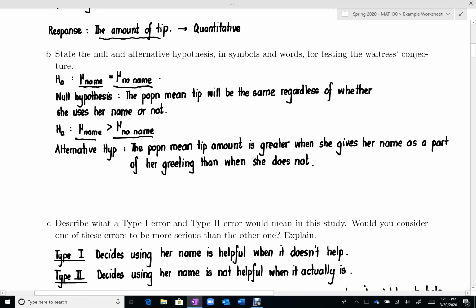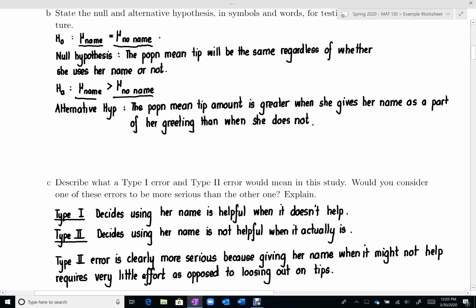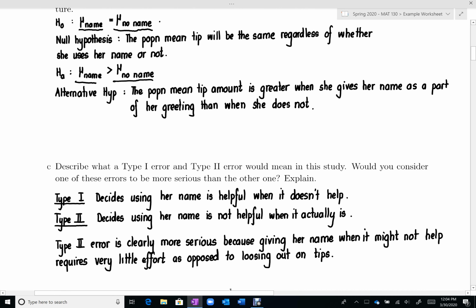So the question is, based on this study, is there one particular error that is more harmful than the other? Well, clearly, right? Type 2 error in this is more serious because even though giving her name when it might not help requires very little effort, deciding to not give her name when it actually helps is going to be very detrimental, as she's going to lose out on tips. Right? So in this particular example here, the type 2 error is clearly more serious because you end up losing out on tips as opposed to the extra effort of just giving your name even if it would not help.